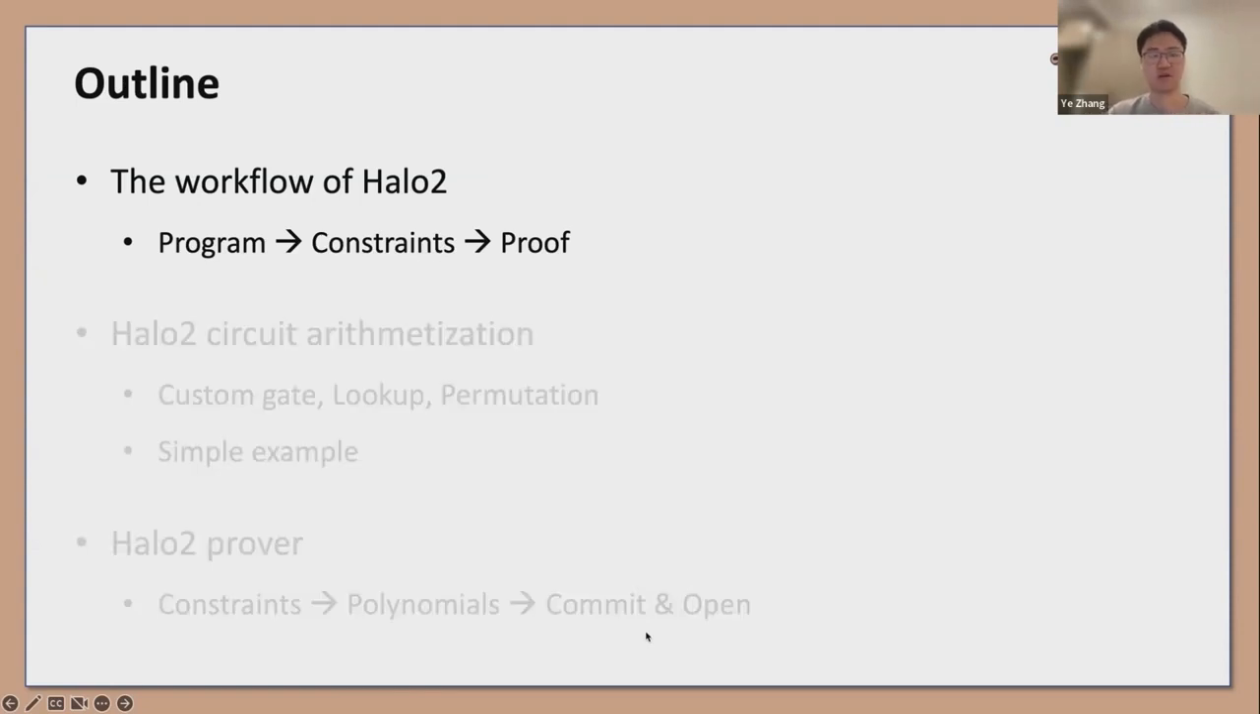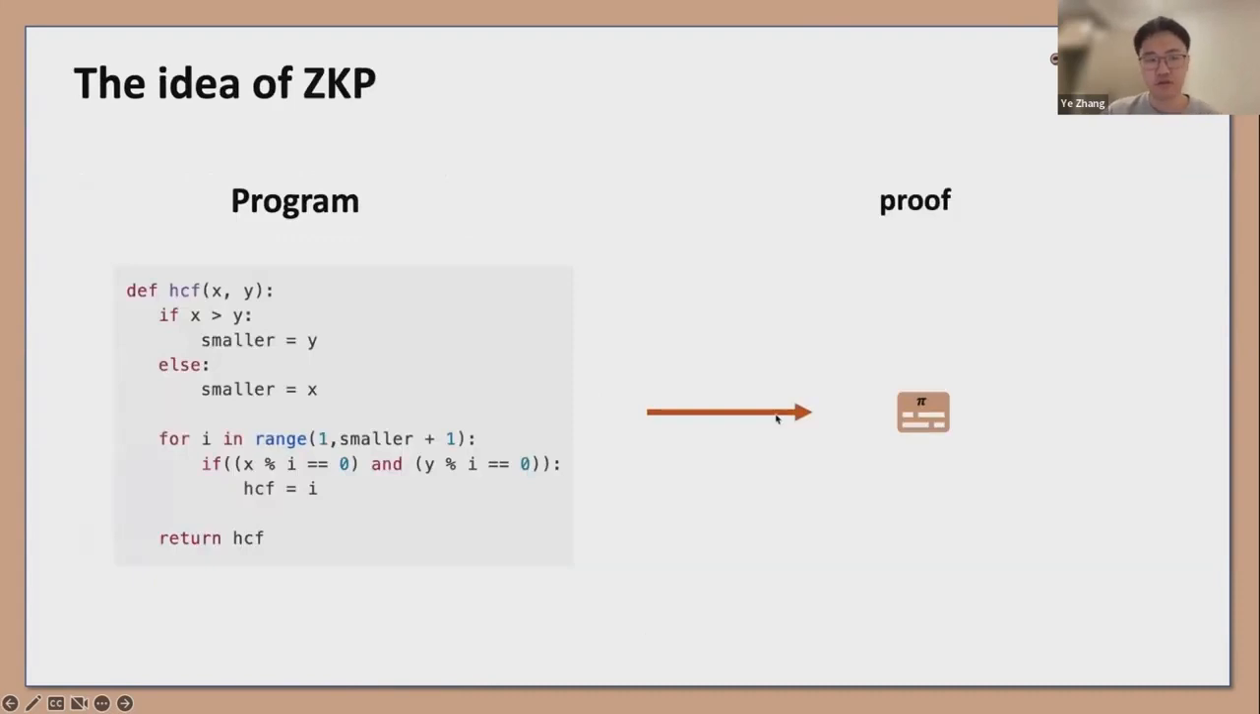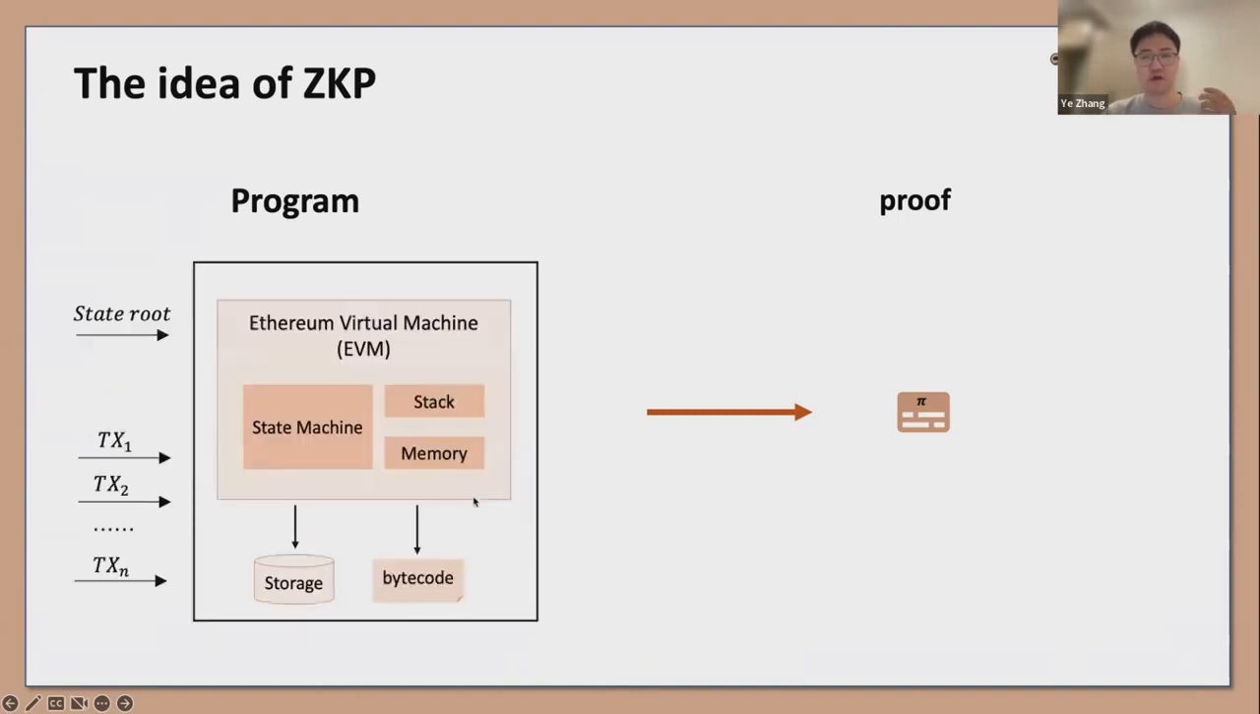Okay, so let's start with a high-level intro. The idea of the proof is that you want to generate a very small proof for any computational program. For example, I take an arbitrary program here, written in a high-level language, and you want to use a proof saying that this program executes correctly. For our case, we want to use one proof to prove that every execution step of the EVM is correct. So this computation or program can be of arbitrary type.